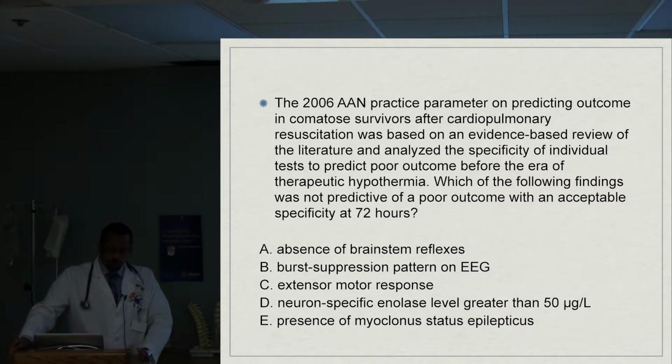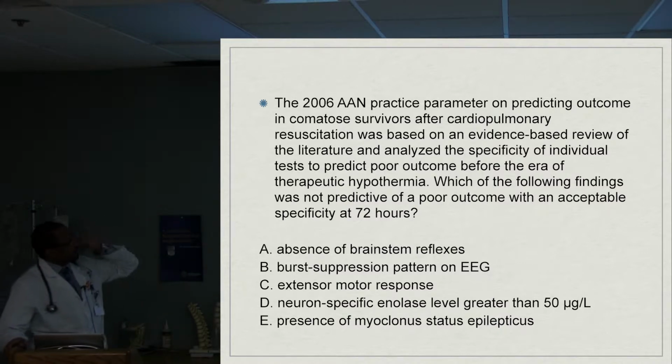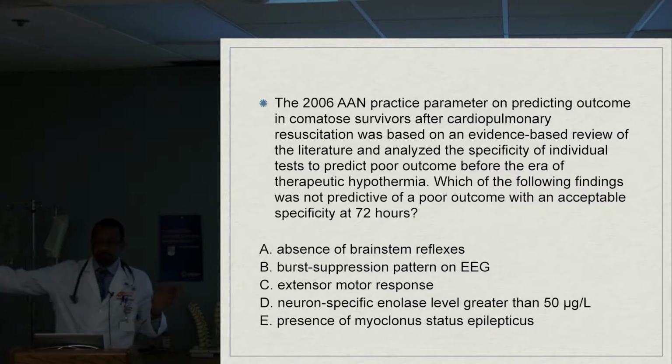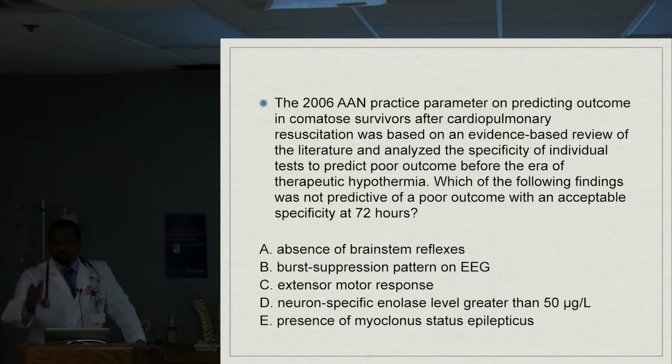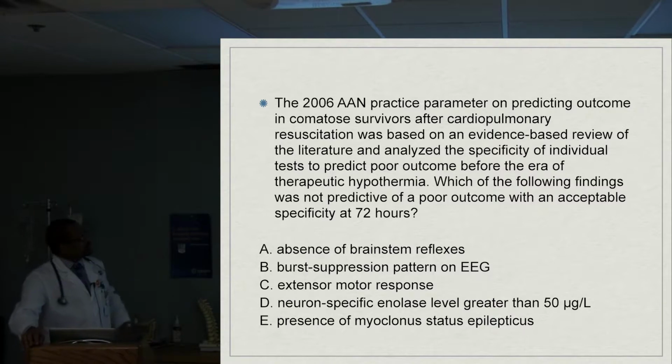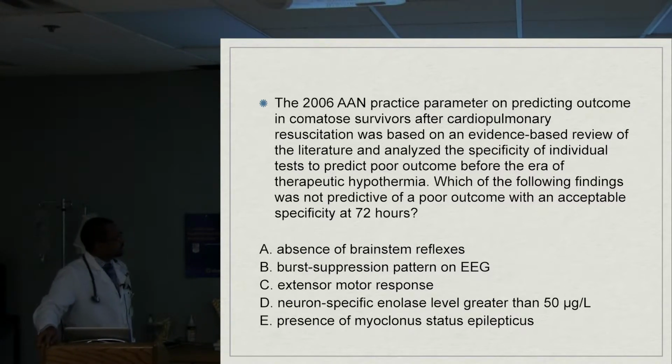So we used to have something called the Levy criteria. That was done mostly in Europe in about 210 cases in the intensive care unit, in 1985. Then in 2006, the AAN, the American Academy of Neurology, looked at studies from 1966 to 2006, trying to see what are the signs that will give a poor outcome in those patients. So the 2006 American Academy of Neurology practice parameter on predicting outcome in comatose survivors after cardiopulmonary resuscitation was based on an evidence-based review of the literature and analyzed the specificity of individual signs to predict poor outcome before the era of therapeutic hypothermia.